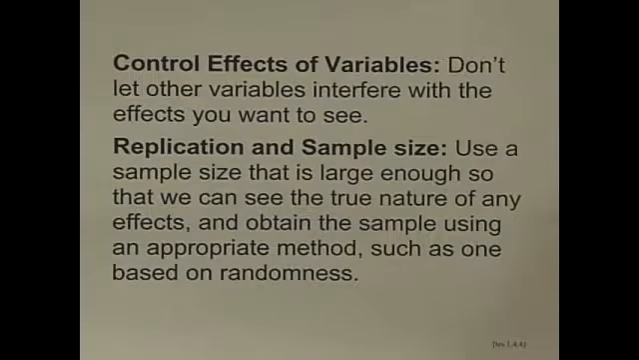Let's take a look at some critically important issues to be considered when collecting sample data. One thing would be to control effects of variables. Don't let other variables interfere with the effects you want to see. Another thing to think of is replication and sample size. You want to use a sample size that is large enough so that we can see the true nature of any effects, and obtain the sample using an appropriate method, such as one based on randomness.